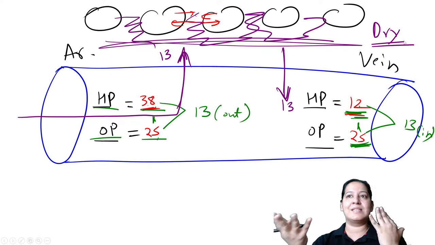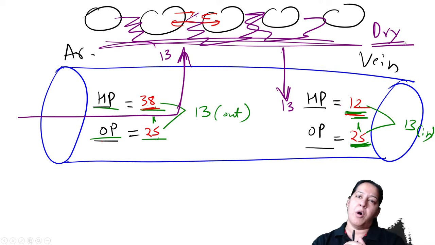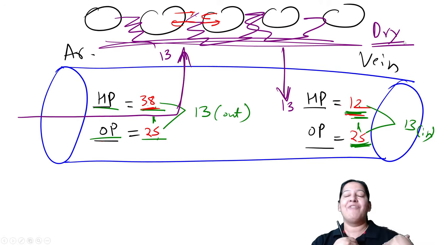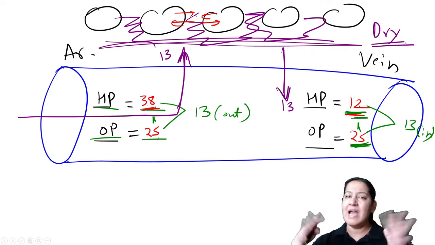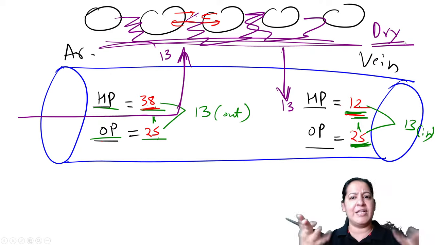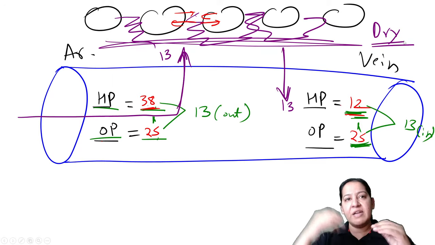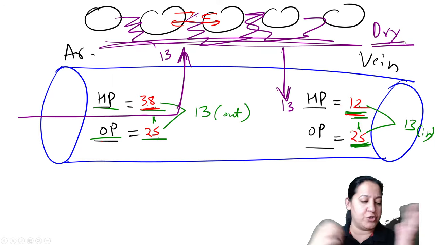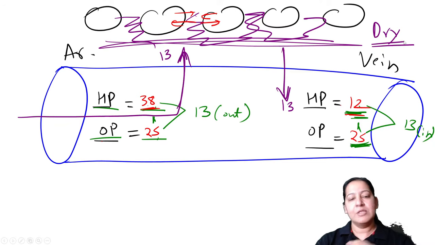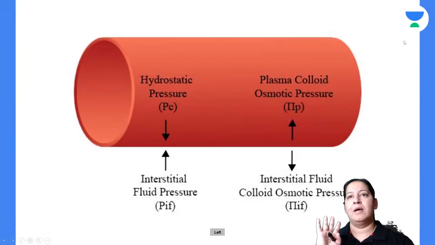So God has created such a beautiful mechanics that we don't have to bother. I don't have to bother what is the hydrostatic pressure of my capillary, what is the osmotic pressure of my capillary at arterial end, at venous end. It is automatically happening inside me, inside you, inside every normal human being. But if there are changes in the pressure, it will lead to edema. Everyone give me a thumbs up, come on. So that is the mechanics. That is the normal. You got the normal.